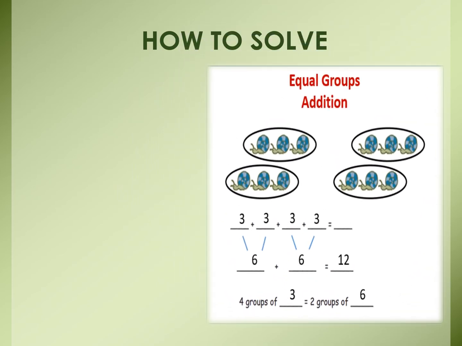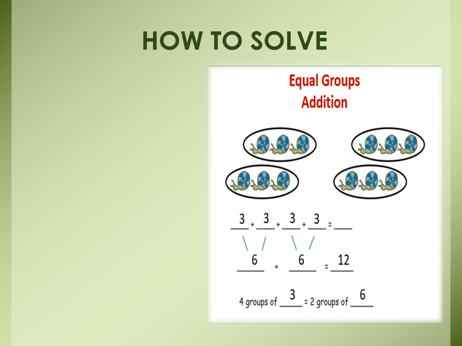Coming next to your how to solve. Students, here you can see in equal groups addition, we have different numbers of groups, but we are having an equal number of objects. Like in this picture you can see we are having 4 different groups, but all the 4 groups are having 3 snails each. You can count the number of groups.